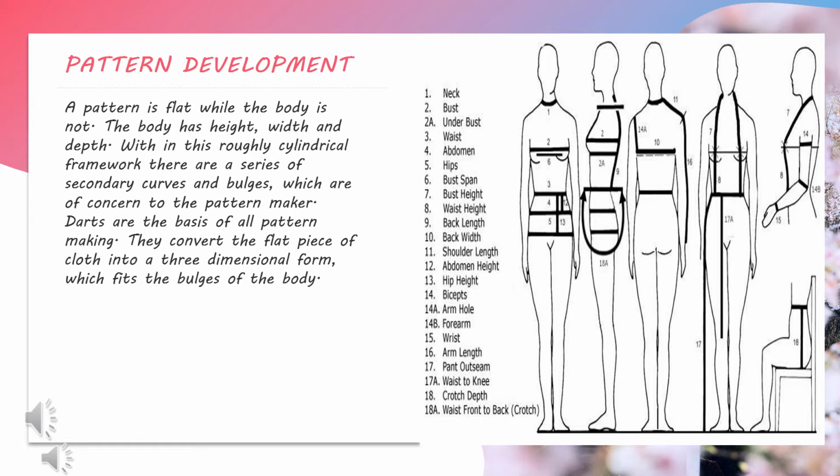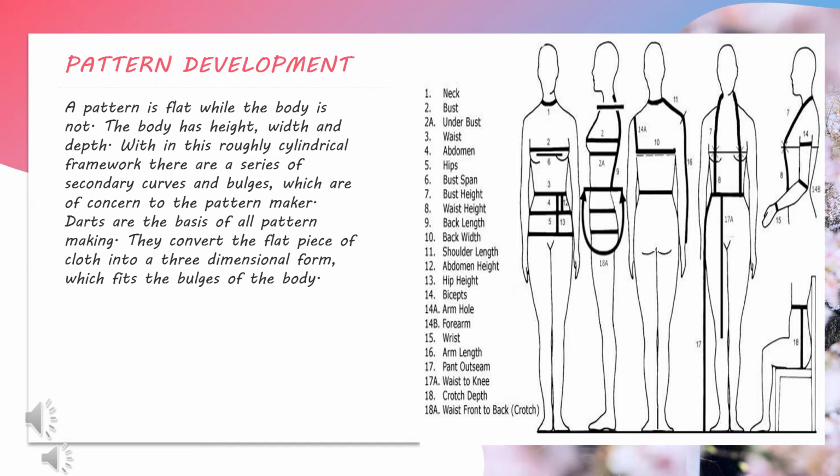length, and 10th is back width, and shoulder is 11 point, and 12 is abdomen height, 13 is hip height, 14 is bicep, and 14A is armhole, and 14B is forearm, and 15 is wrist, 16 is arm length, and pant outseam is 17 point, and 17A is waist to knee, and 18 is crotch depth, and 18A is waist front to back crotch. This makes pattern development easy.